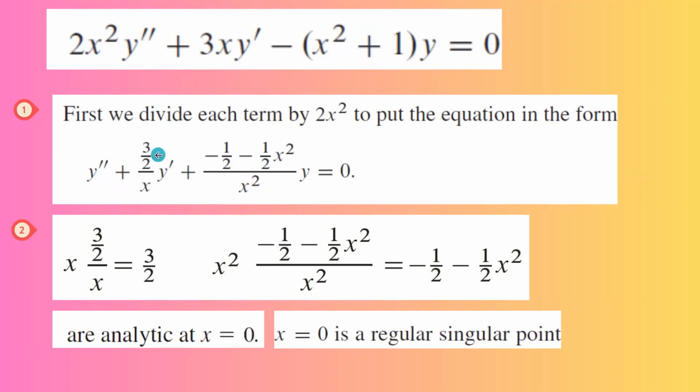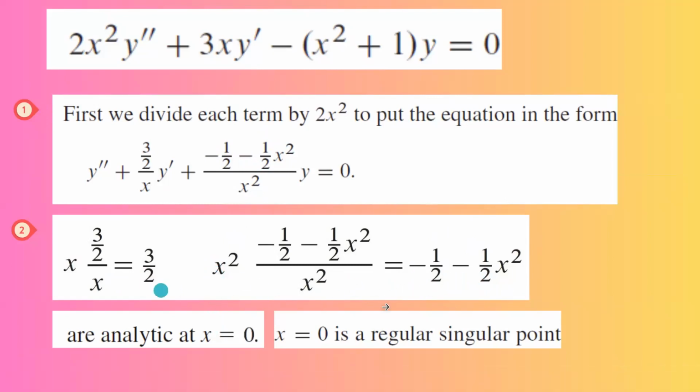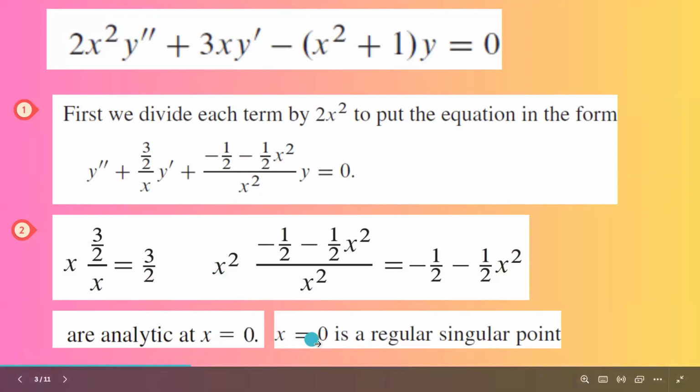But take a look at these two. Here, if you multiply 3 divided by 2x by x, it is 3 halves, which is just a constant. When you multiply this one, which is your q(x), negative a half minus a half x squared divided by x squared, by x squared, it simplifies to this polynomial. Basically, you have a quadratic term, which is, again, analytic. So at x sub 0, both of these are analytic. It means that they have power series representation. So x sub 0 equal to 0 is a regular singular point for you.